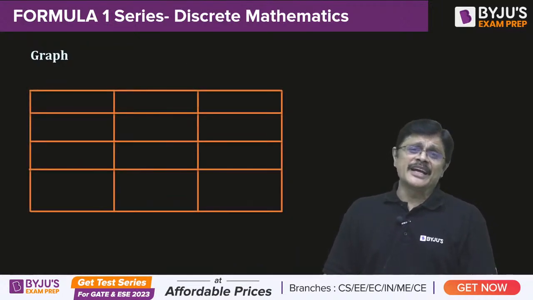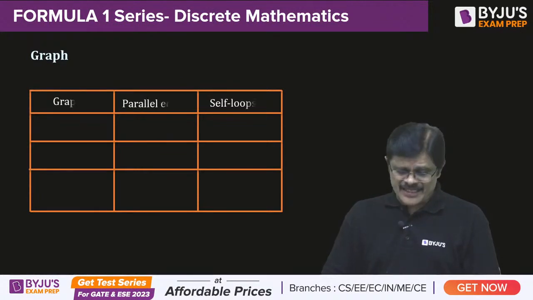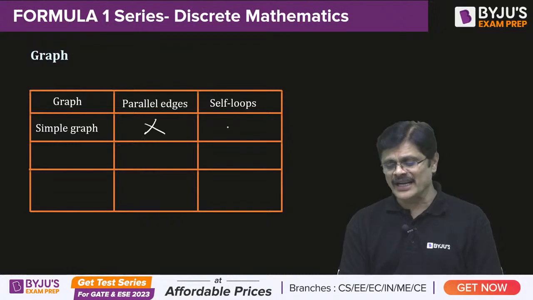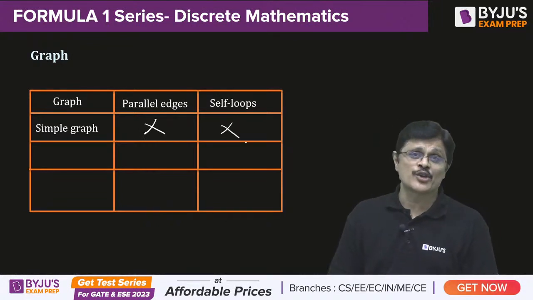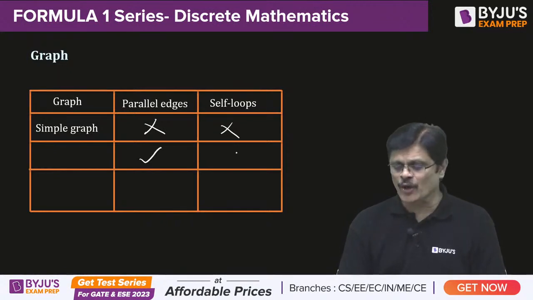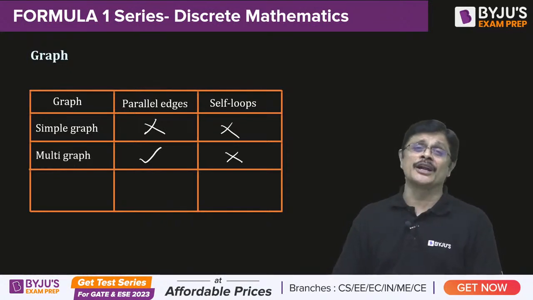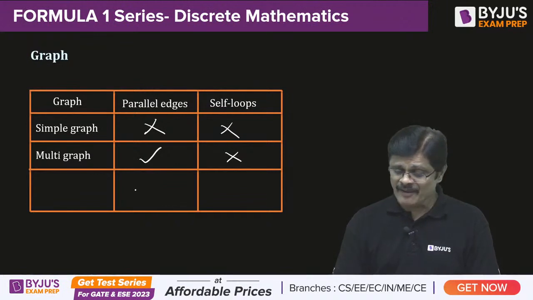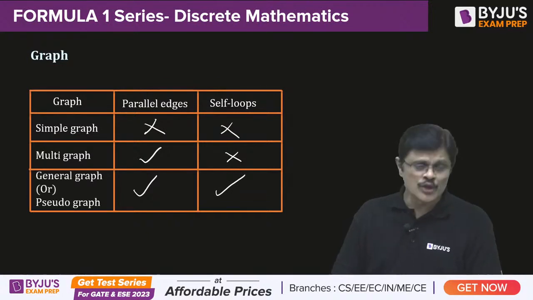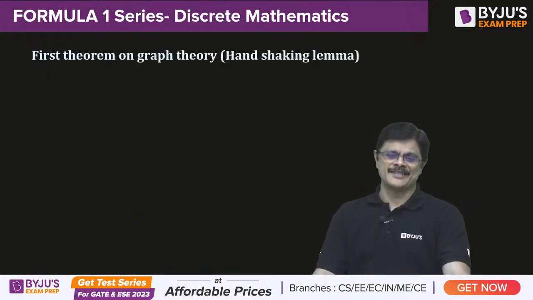Now in a graph there can be self loops, there can be parallel edges. Suppose you have a graph in which there are no parallel edges and no self loops, such a graph is called a simple graph. If in the graph parallel edges are allowed but self loops are not allowed, then you call it a multigraph. And a graph in which parallel edges and self loops are allowed is called a general graph or pseudo graph, my dear friends.